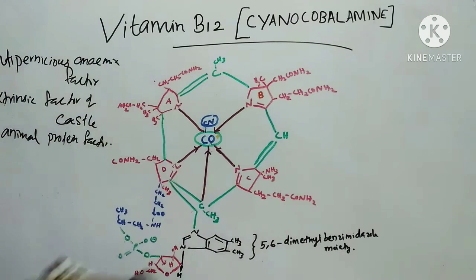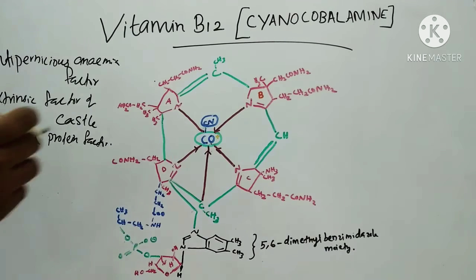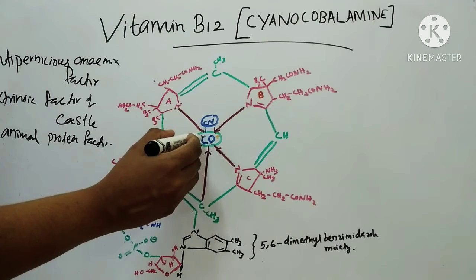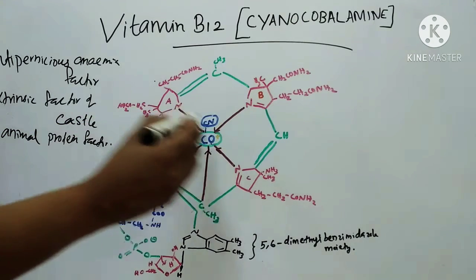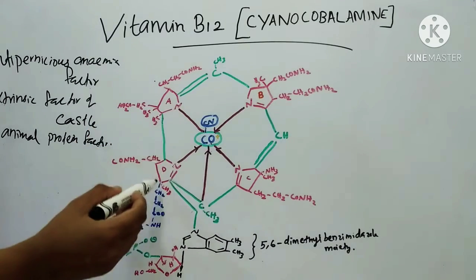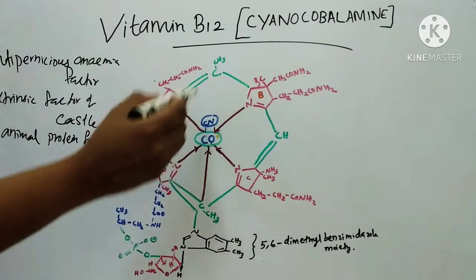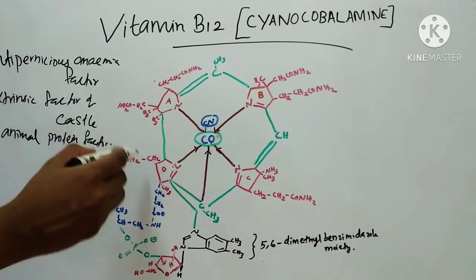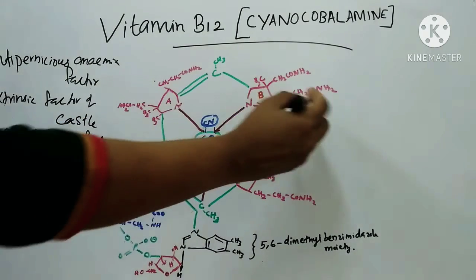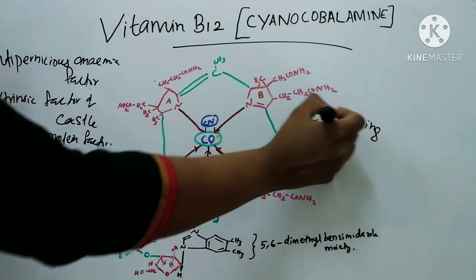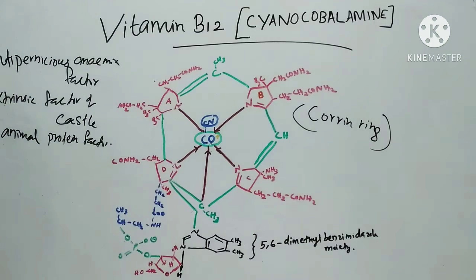This is the structure of vitamin B12. It contains a central portion, that is a cobalt atom. This cobalt atom is surrounded by 4 pyrrole rings. Here we can see 1, 2, 3, 4 pyrrole rings surrounding a cobalt atom. Together it is called the corrin ring.